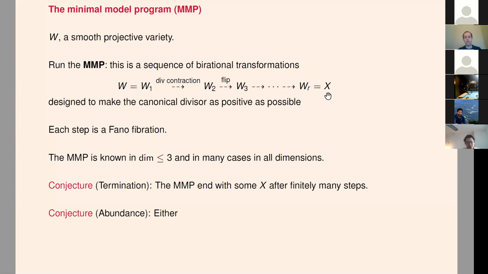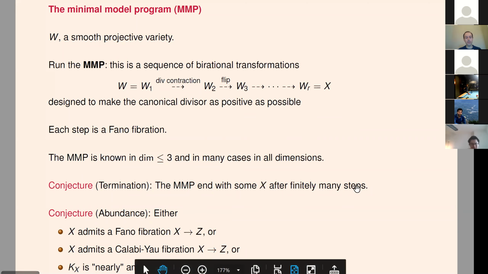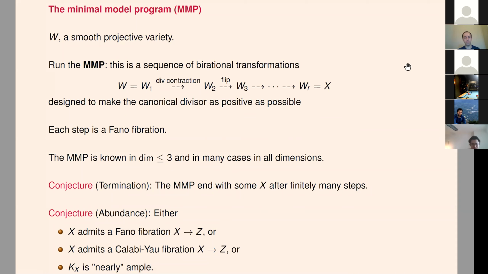Another problem is that even if we know that the program stops at some point, let's say with X, then we still need to show that this X satisfies some nice properties. And this is the so-called abundance conjecture, which essentially says that X either admits a Fano fibration, or it admits a Calabi-Yau fibration, or otherwise the canonical divisor on X is already more or less ample, something close to ample. You can actually even make it ample. So basically, this is the classification scheme that I talked about in the previous lecture.